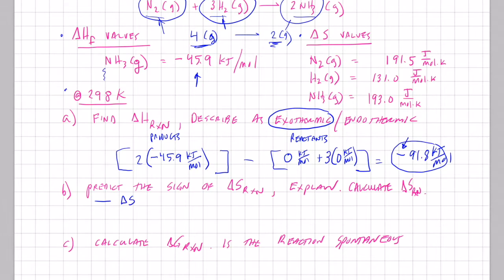Alrighty? Because I'm going from 4 moles of gas to 2 moles of gas. So entropy is decreasing. It's becoming less disordered. I have less gas.